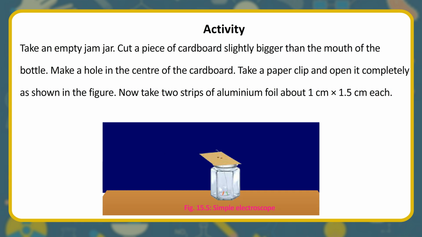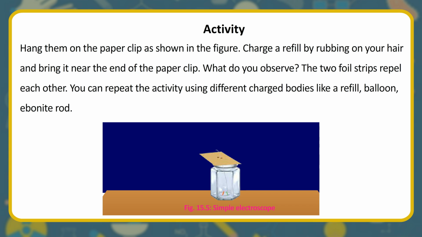Activity. Take an empty jam jar. Cut a piece of cardboard slightly bigger than the mouth of the bottle. Make a hole in the center of the cardboard. Take a paper clip and open it completely as shown in the figure. Now take 2 strips of aluminium foil about 1 cm by 1.5 cm each. Hang them on the paper clip as shown in the figure.